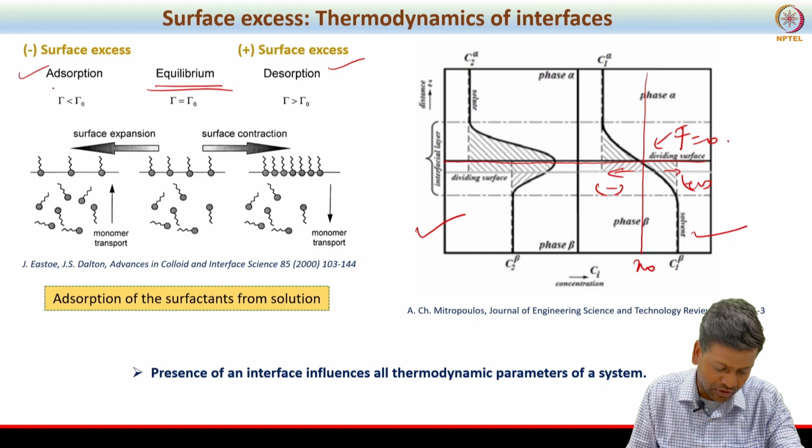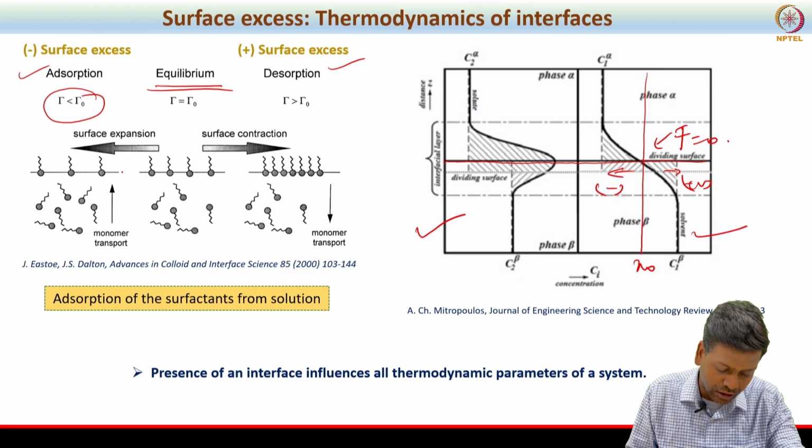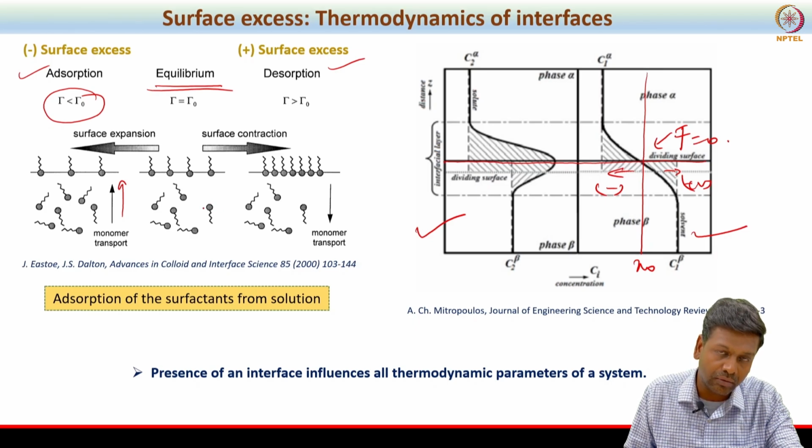If you look at the adsorption, the surface excess is negative. If the concentration of the surface excess of the molecule at the interface is less than the equilibrium surface tension, then you would expect monomer transport, and the direction of the monomer transport will occur from the bulk to the interface, until they attain equilibrium, right. At the equilibrium, because they have already reached the equilibrium, there will be no net movement between bulk and interface in this case.